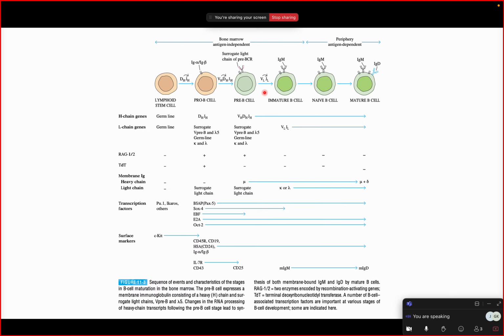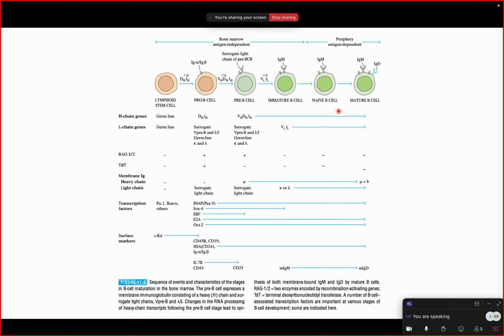Okay, after this, if this is good enough and the cell is okay, it doesn't need to undergo any apoptosis, then another V segment will join to the J segment, because we need more variety. Okay, we need IgM type of antibodies which will be there first. Then random combinations will happen, and then immature B cell will convert into naive B cell.